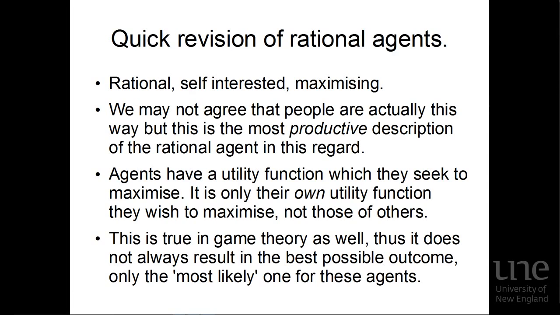Now, as I said, agents have a utility function which they seek to maximize, and it is important to remember that it is only their own utility function which they wish to maximize, not those of others. If they have a desire to maximize the utility of someone else, then that appears on their own utility function. Even this selfless desire is their own self-interested node on the utility function. All right. Now this is important to keep in mind.